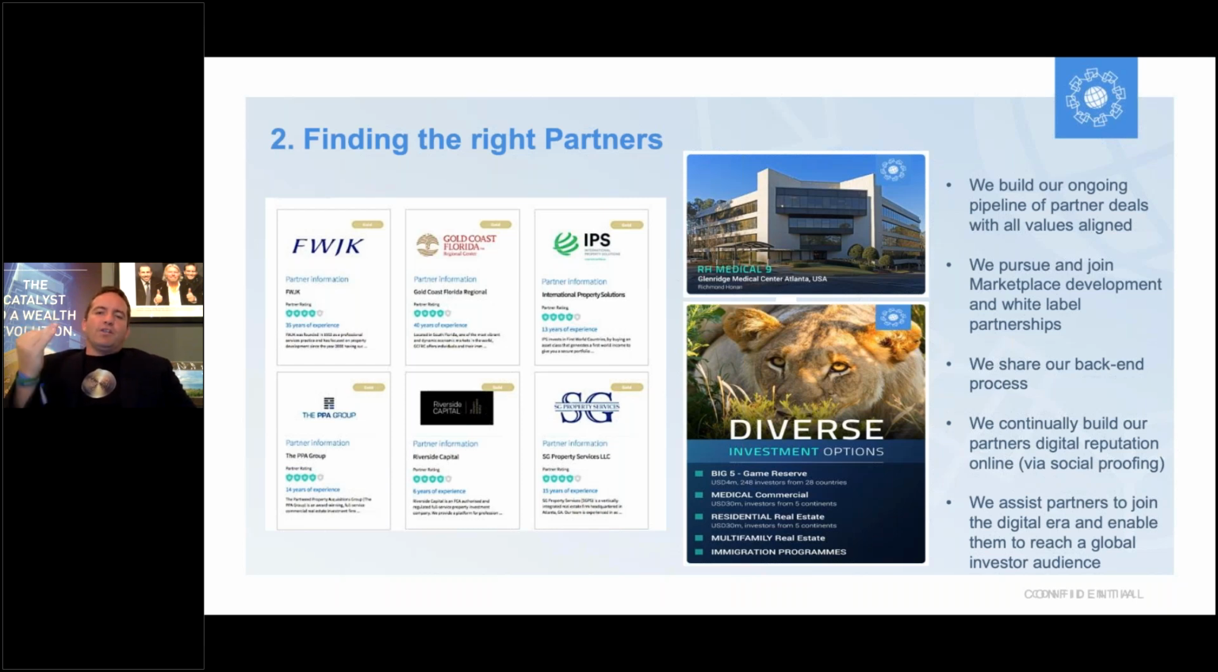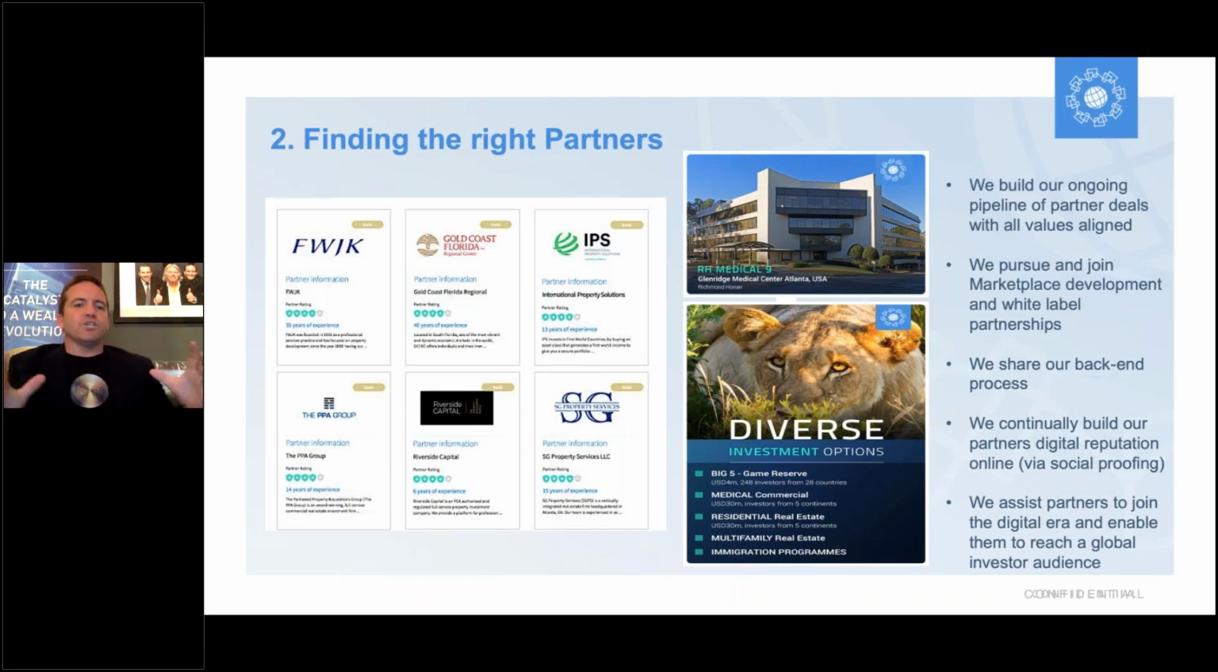Secondly, we want to know that they're niche and they're focused. If they do medical buildings, we want them just to do medical buildings. If they do residential, we want them just to do residential. We don't want them to be doing 20 different things. And thirdly, they have to put their own money in. It's a critically important thing that they are putting their own money in so that our investors are aligned long-term in terms of the process.